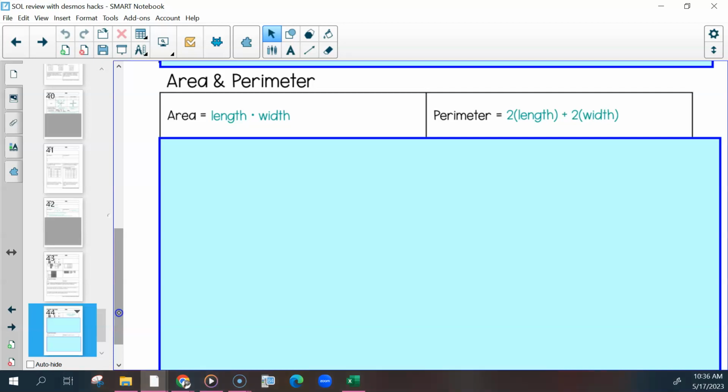Has everyone in here taken at least one SOL this week? Has anyone not? Okay. I need you guys to open up your laptops and see if you have TestNav on it. Just the ones who haven't, because everyone else should have already.